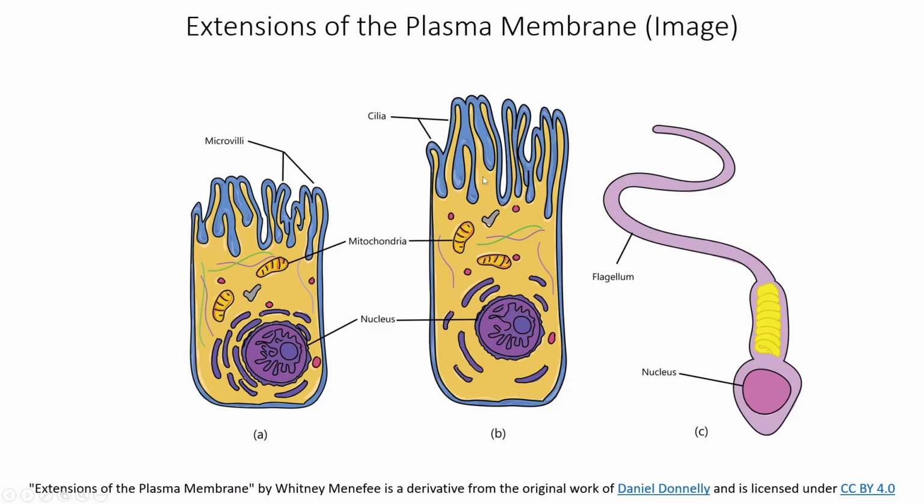Cilia are going to be these longer extensions used for movement, so these cilia can actually move. Usually you see them moving together, like in unison. And then here's our flagellum in our sperm, where it's this one single long extension that functions like a tail, right, to help swim.